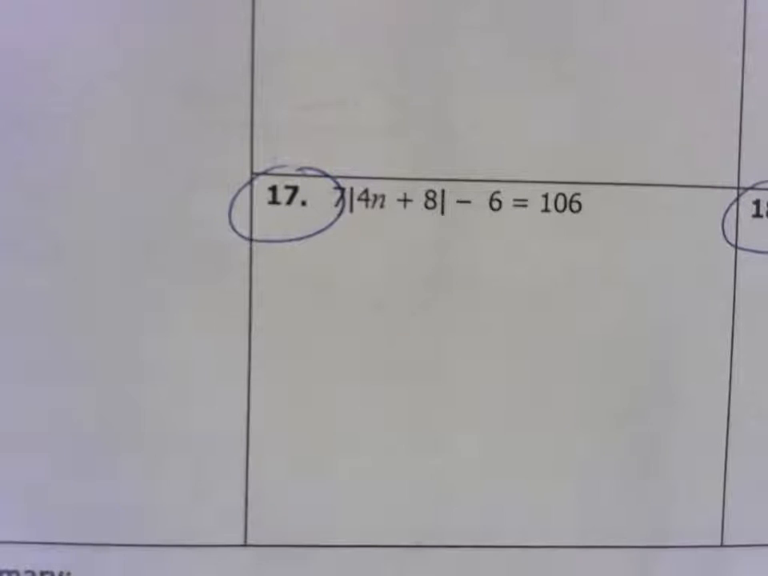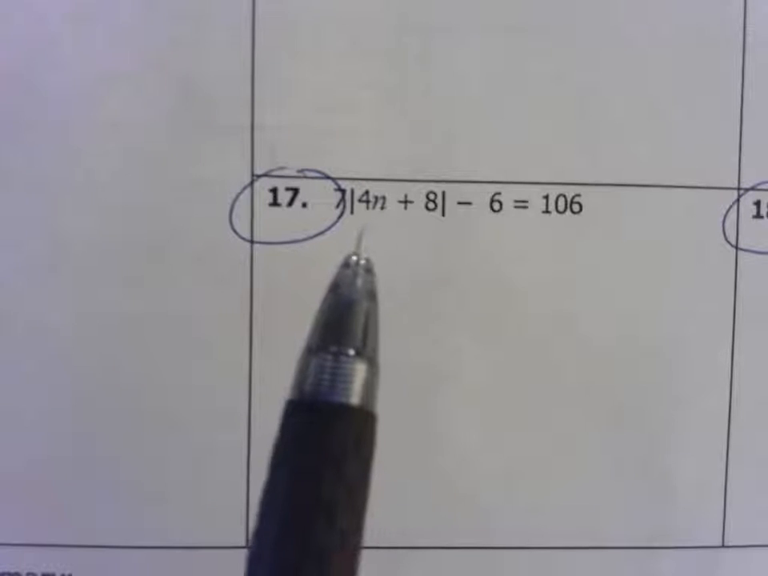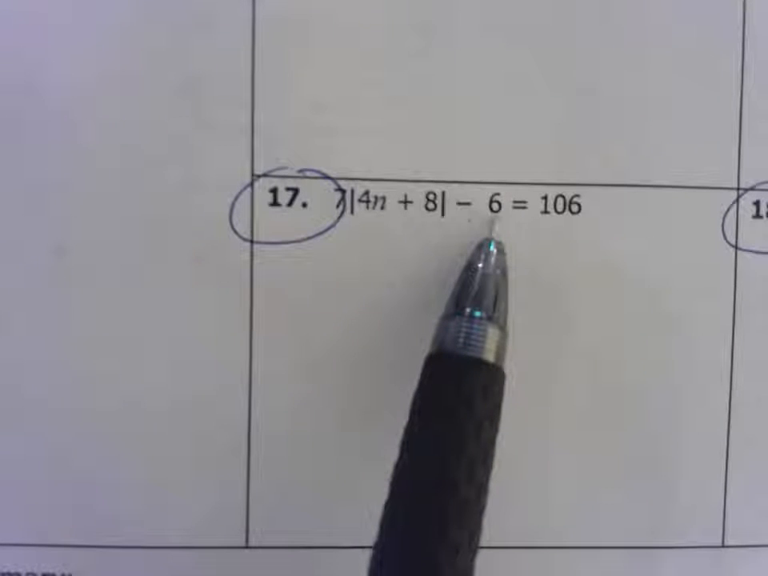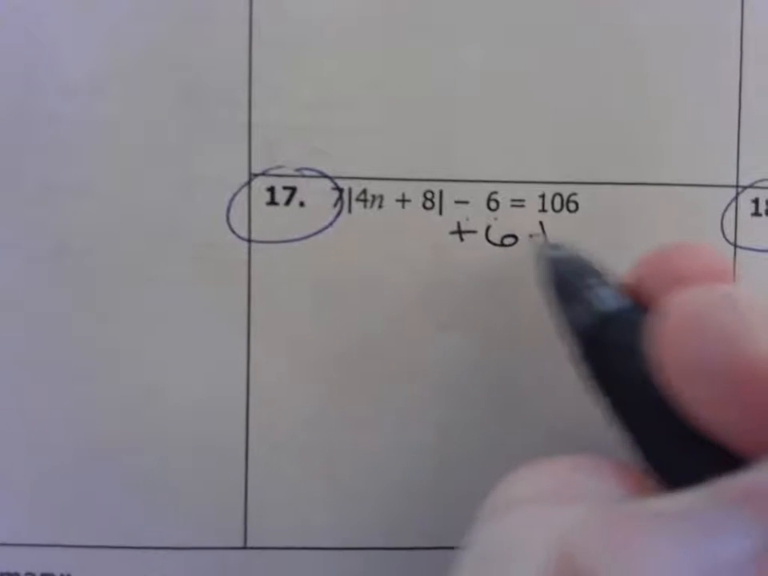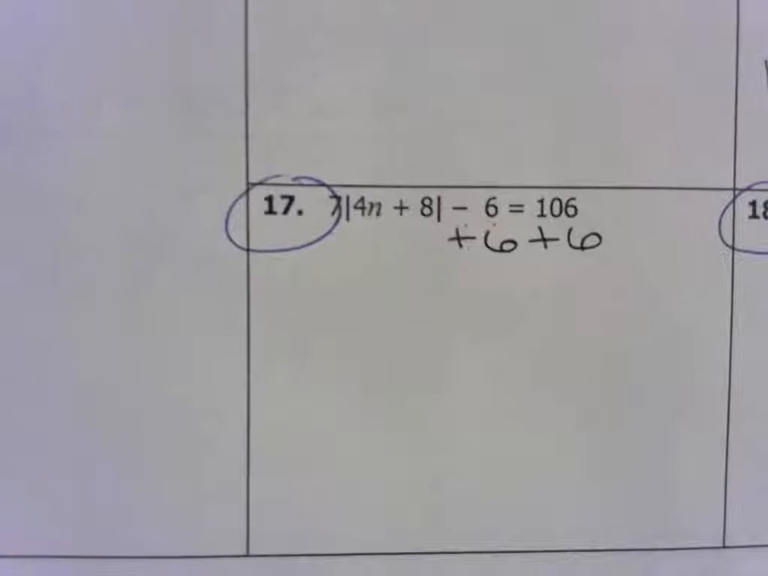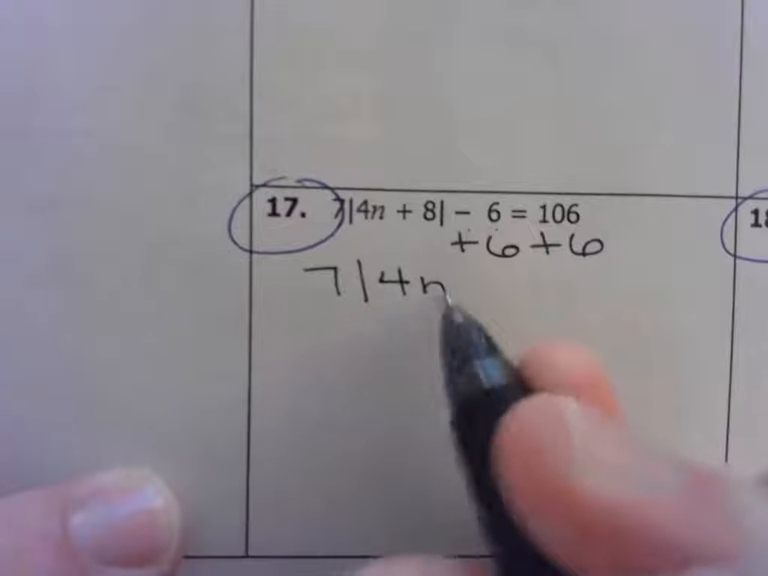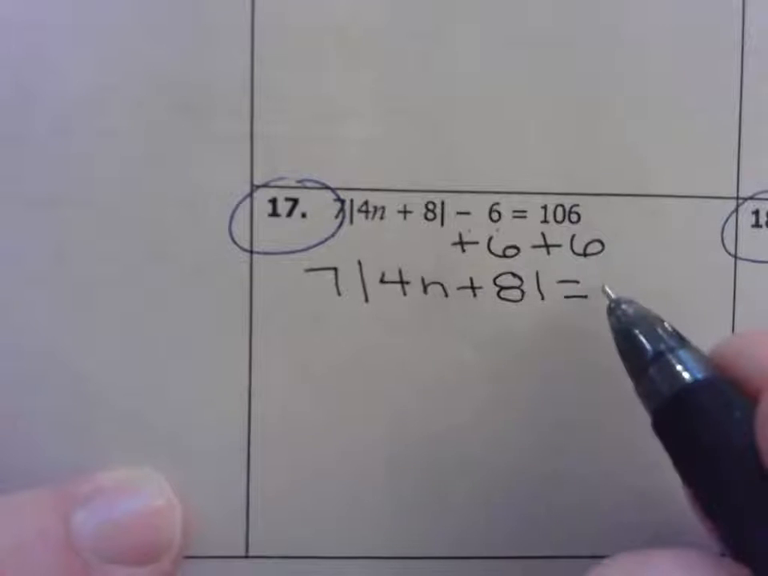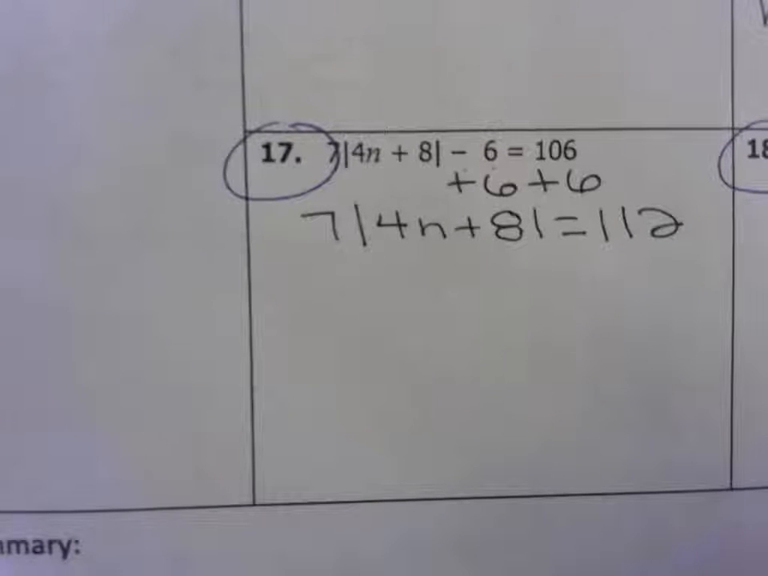Okay, so as I look at this, we need to get the absolute value isolated. So we need to get rid of the numbers on the outside. The 7 and the negative 6 are outside. Which one do I get rid of first? The negative 6. How do I move that negative 6 over? I add 6. So get your absolute value by itself by getting rid of the numbers on the outside. So add 6. Start from the left. 7 times the absolute value of 4n plus 8 equals, what is 106 plus 6? 112.